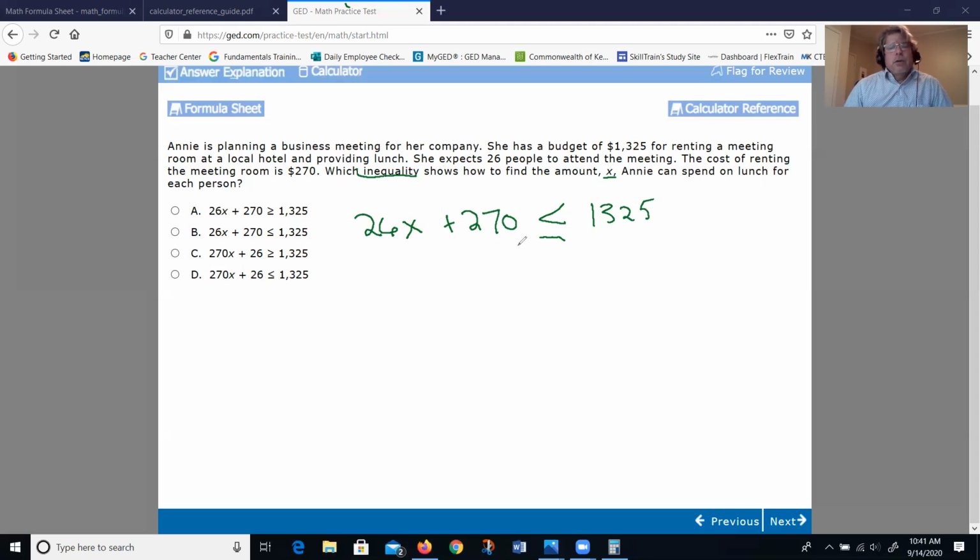So what I pick up on is the less than or equal to symbol part. If I identify that, that's just B and D. So process of elimination comes into play. That 26X is going to represent the cost for feeding the people, and then adding to that is the 270, which is the fixed cost of renting the room. That puts this all together for us. So therefore, this takes us down to D, or B would end up being our answer there.